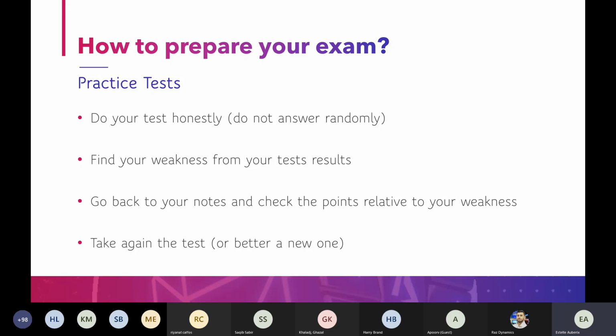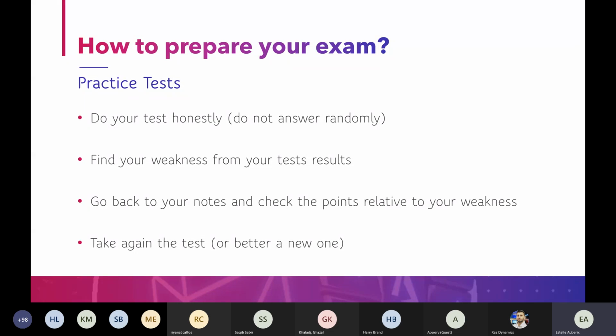So when you answer honestly in your test, you will be able to find your strengths, but also your weaknesses. And what is important when you know your weaknesses is that these are the points you have to work on again. So go back to your notes, check the points relative to your weaknesses, and work again on them.